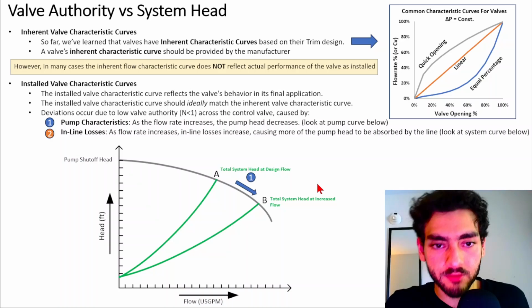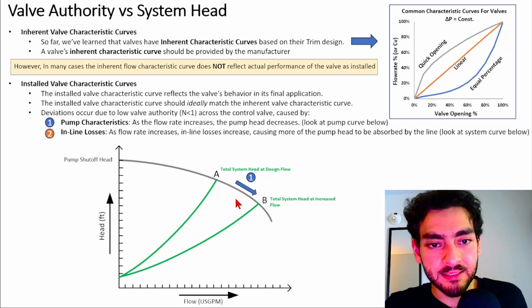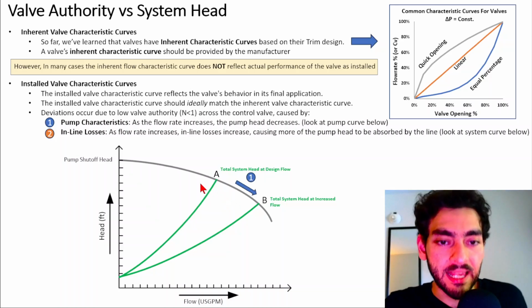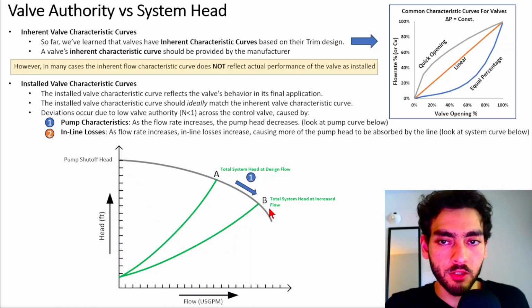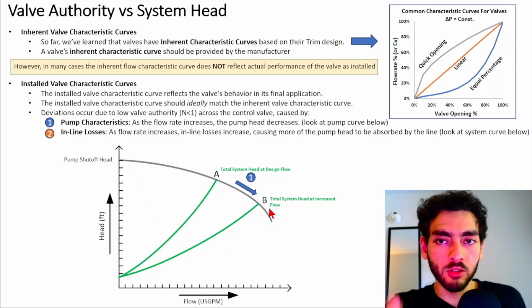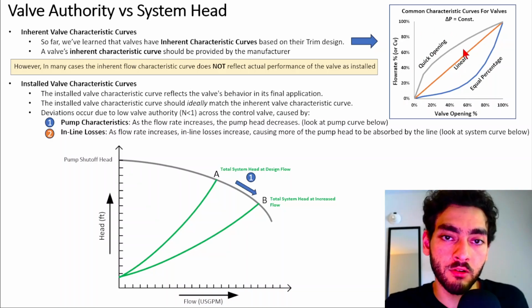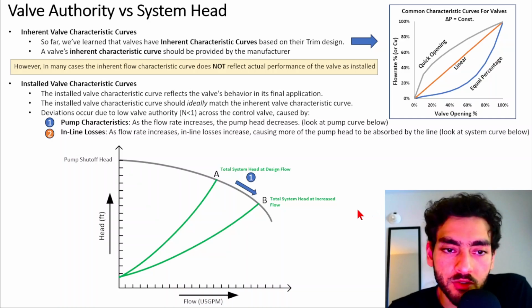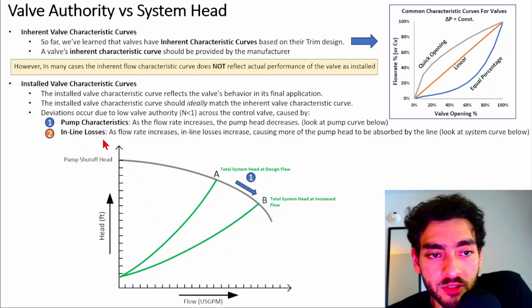However, in your case, the valve inlet pressure and the valve pressure drop are changing as you manipulate the flow rate. Therefore, you have to be careful when you look at this characteristic curve that the manufacturer gives you. And also, there's another thing that I want you to be aware of, which is the inline losses.